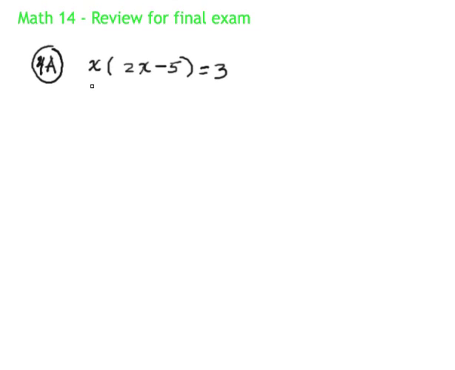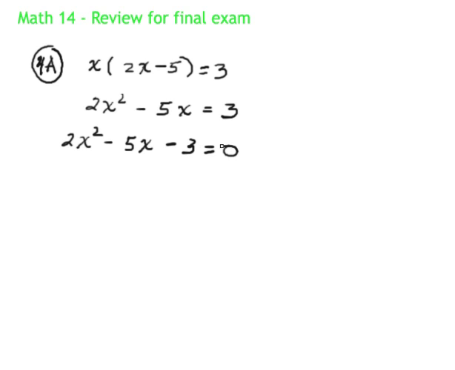Question 4a is a quadratic equation, because when we multiply through by x, we are going to get an x squared term. So the first thing we try is to solve this by putting it in standard form, that is setting it equal to 0 and factoring. So let's first start by multiplying through the parentheses. Okay, so we have 2x squared minus 5x equal to 3. And now standard form requires a 0 on the right-hand side. So let's subtract 3 from both sides, and now we have 2x squared minus 5x minus 3 equal to 0.